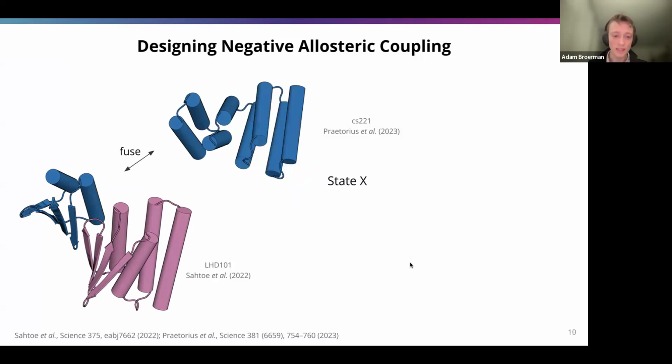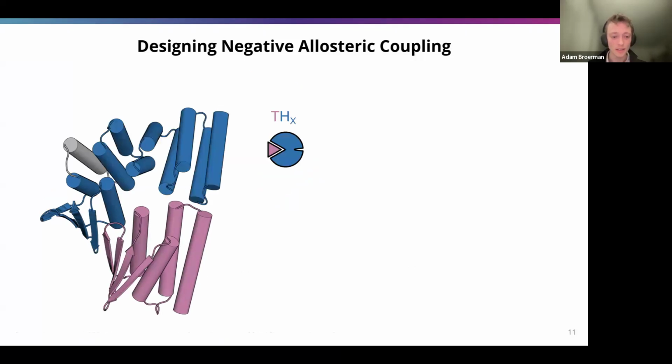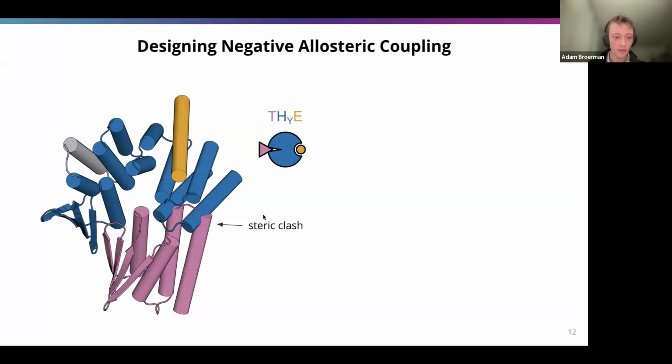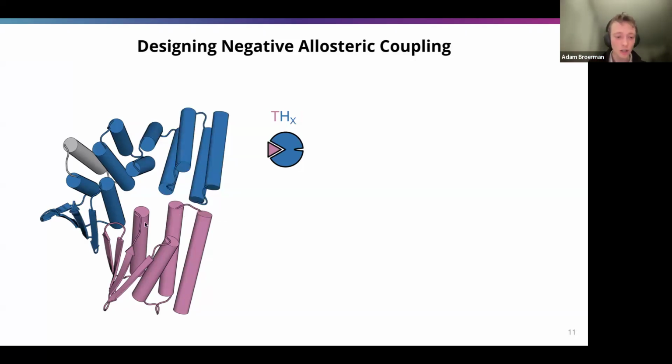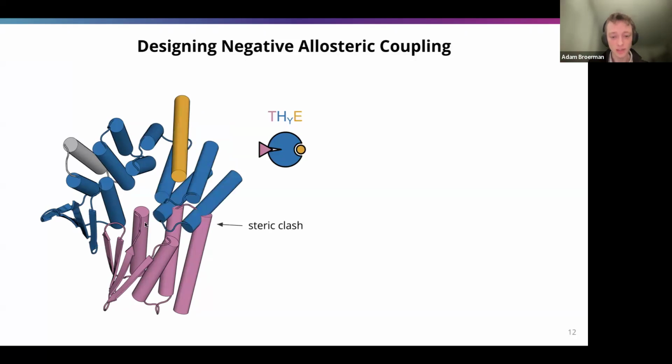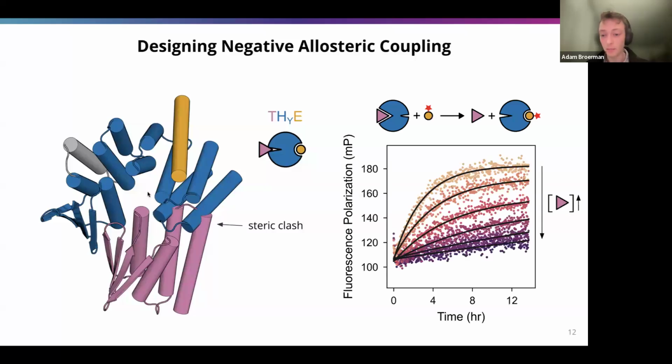Now we fuse these together such that the target can bind normally in this conformation, and we're building a little bit of additional structure here in gray to make that fusion work. But in the effector-bound conformation, we have this steric clash. We chose the geometry precisely so that the target can bind normally here, but when the effector is bound, you get this clash. So these should now allosterically couple the target and effector. And so we made this design in the lab.